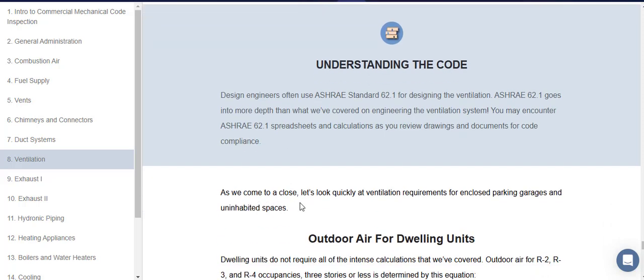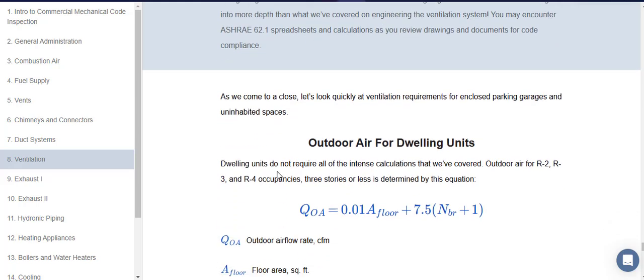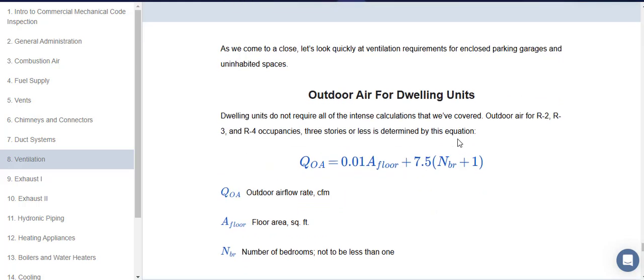As we come to a close, let's look quickly at ventilation requirements for enclosed parking garages and uninhabited spaces. Outdoor airflow for dwelling units. Dwelling units don't require all of the intense calculation that we have covered. Outdoor air for R-2, R-3 and R-4 occupancies three stories or less is determined by this equation.